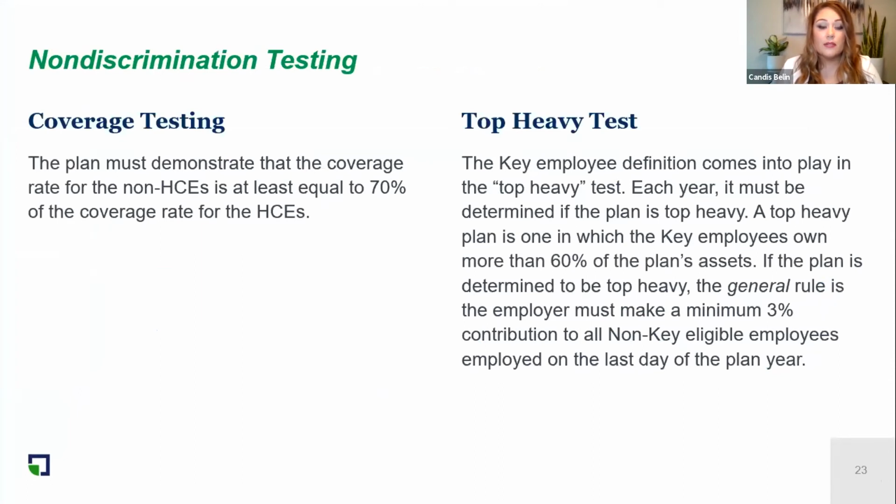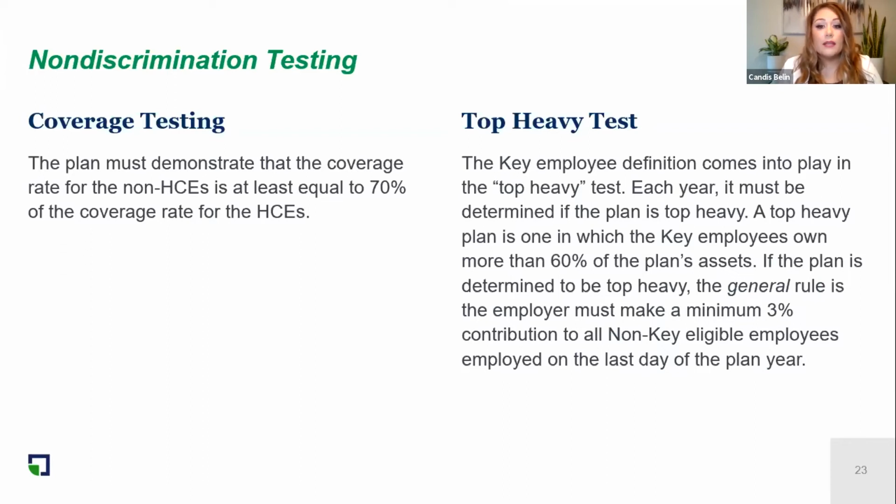In non-discrimination testing, we have a few different tests that we have to do every single year. Coverage testing is when the plan can demonstrate that the coverage rate for the non-highlies is at least equal to 70% of the coverage rate for the highlies. For example, if you have two highlies, both of them are benefiting from the plan, your coverage rate for the highly group is 100%. That would mean in your non-highly group, if you have 10 people, you have to cover at least 7 in order for the coverage testing to pass.